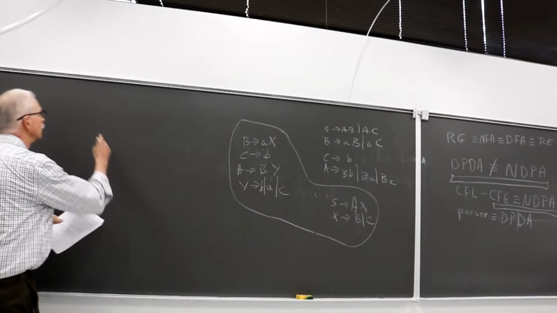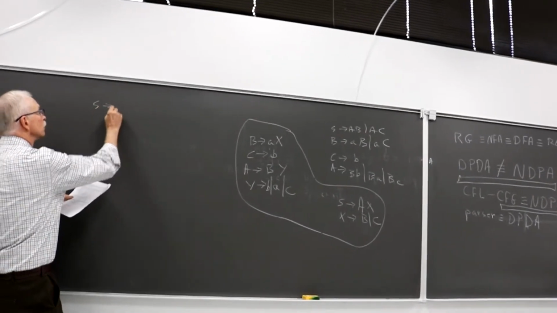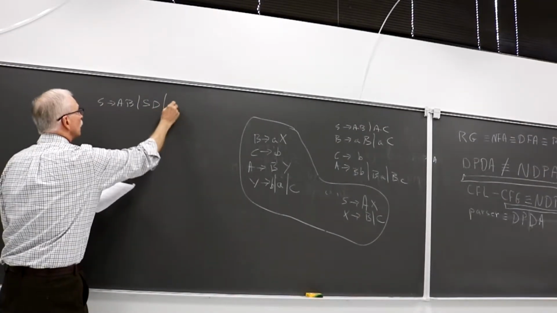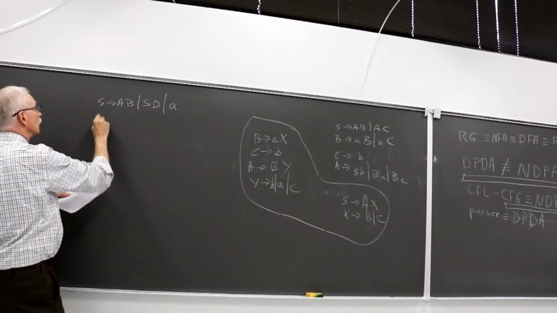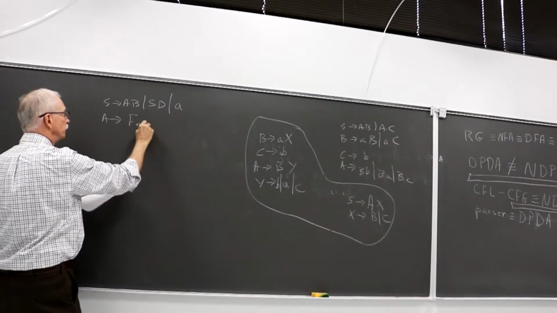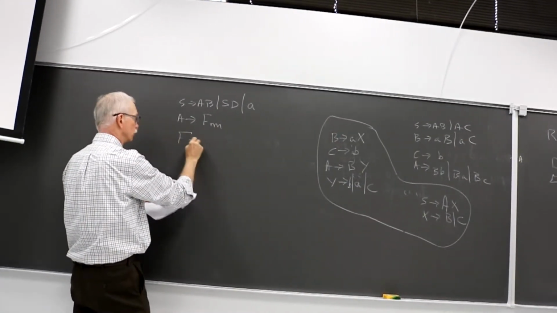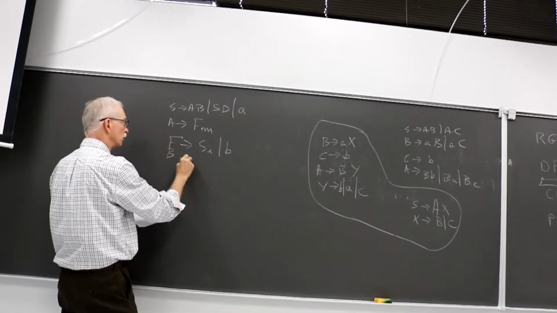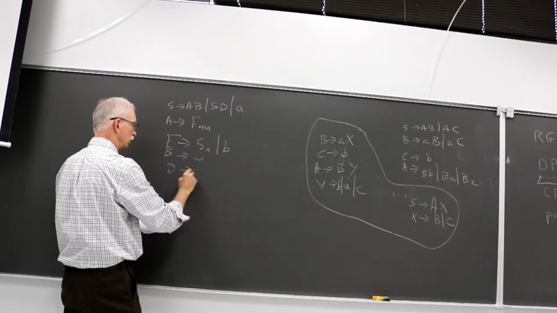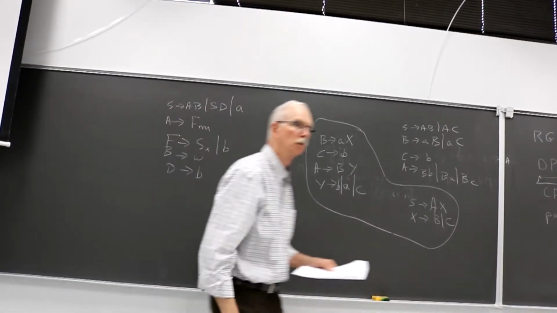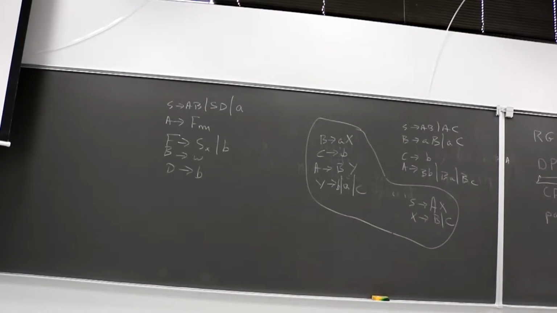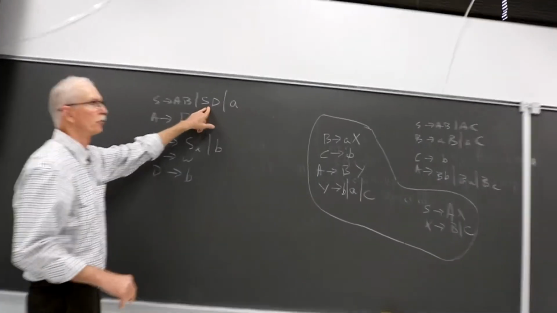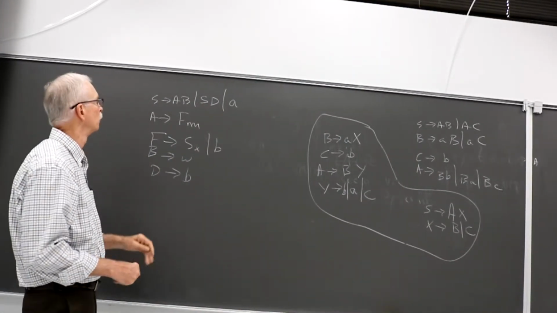So 9 has got S goes to A, B, or SD, or A. A goes to FM. F goes to SX or B. B goes to W, D goes to B. So I got immediate left recursion.